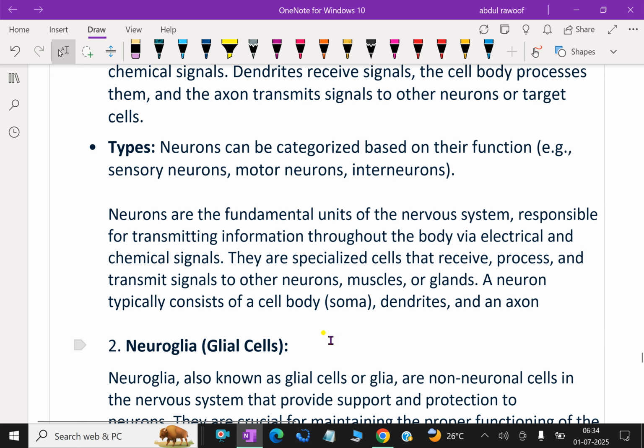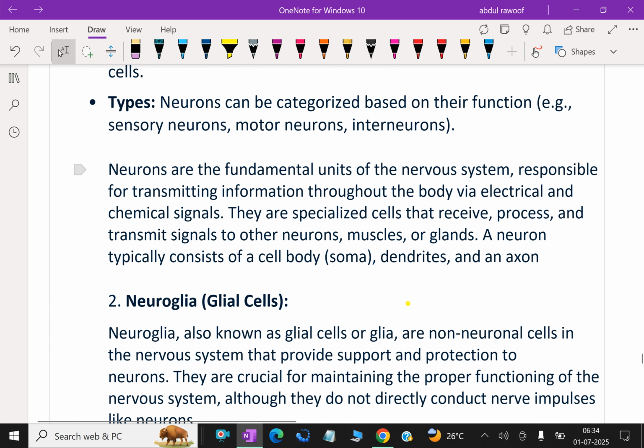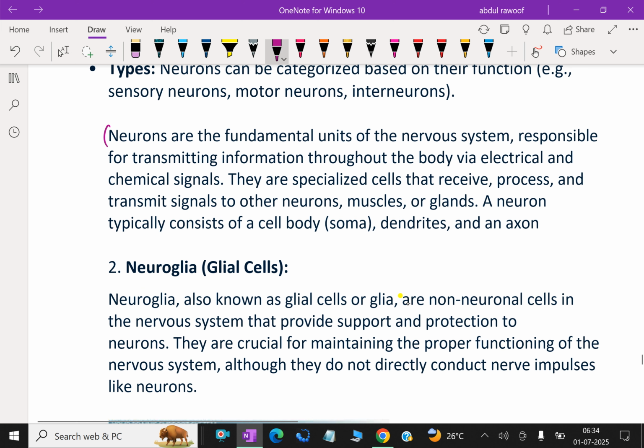Neurons are the fundamental units of the nervous system, responsible for transmitting information throughout the body via electrical and chemical signals. They are specialized cells that receive, process, and transmit signals to other neurons, muscles, or glands. A neuron typically consists of a cell body, soma, dendrites, and an axon.